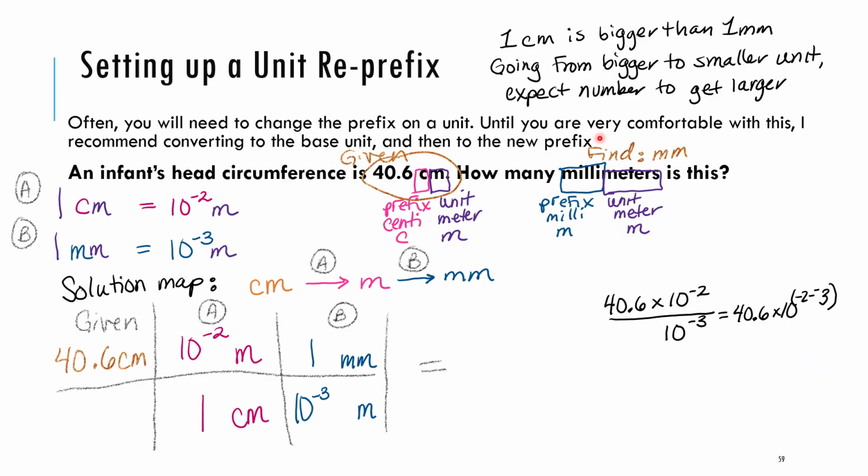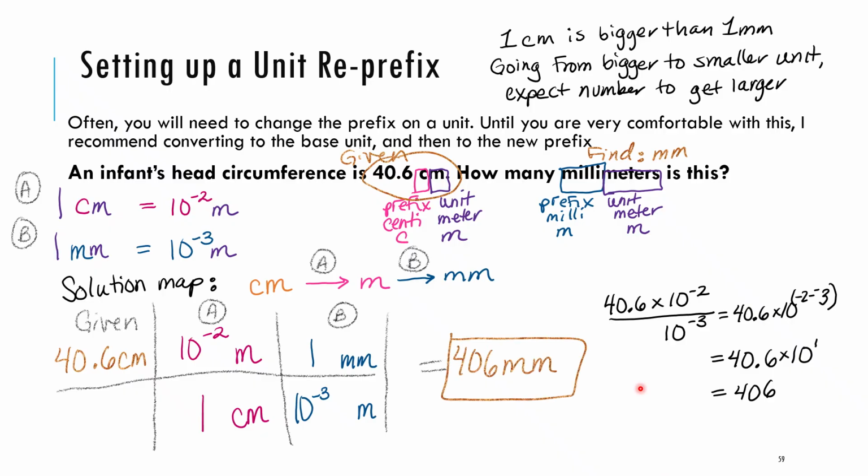Based on the quotient rule of exponents, we can subtract the exponents. 10 to the minus 2 divided by 10 to the minus 3 is equal to 10 to the 1 because negative 2 minus negative 3 is the same thing as negative 2 plus 3, which is 40.6 times 10 to the first, which is equal to 406 millimeters.